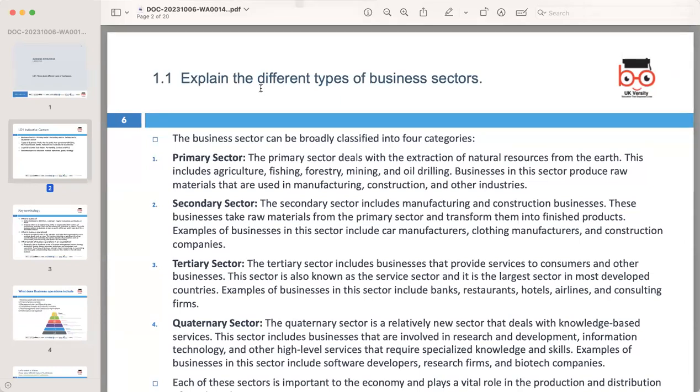Next one is the secondary sector. Within this sector, jobs revolve around the transformation of raw materials into more valuable goods.